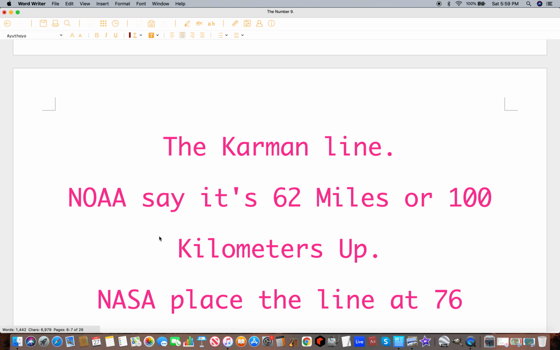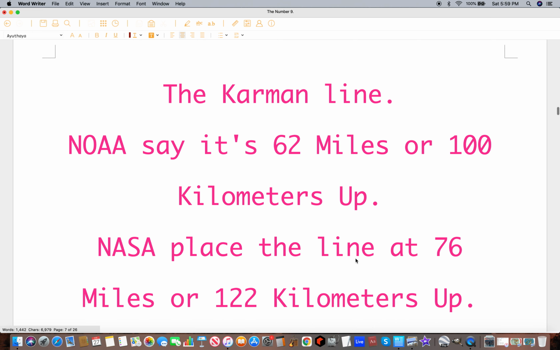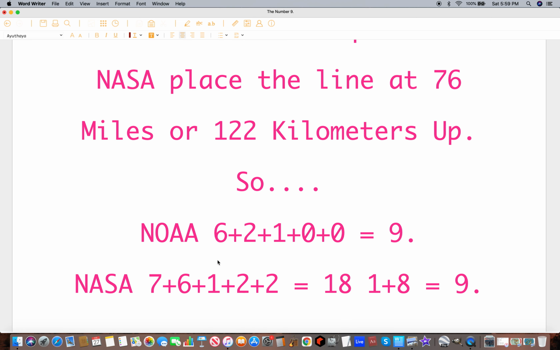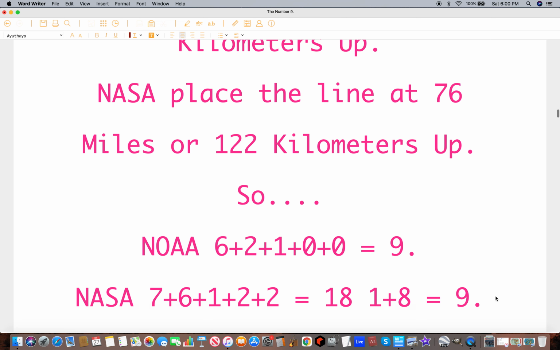The Kármán line. The NOAA say it's 62 miles or 100 kilometers up. NASA placed the line at 76 miles or 122 kilometers up. So 62100 equals 9, and NASA 76122 equals 18. 1 plus 8 equals 9.